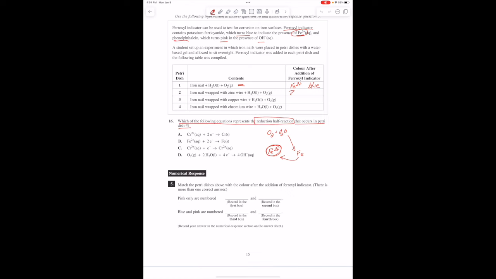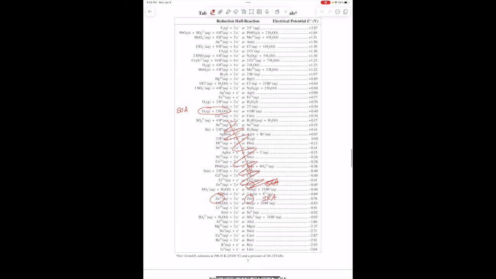This will have zinc 2 in it, which doesn't really help us with anything. So there won't be a color change. It won't be blue or pink there. So I'll just go like that. Iron nail wrapped with copper. Okay, so I'll go look. If it was wrapped with copper, so I'm going to clean this up.